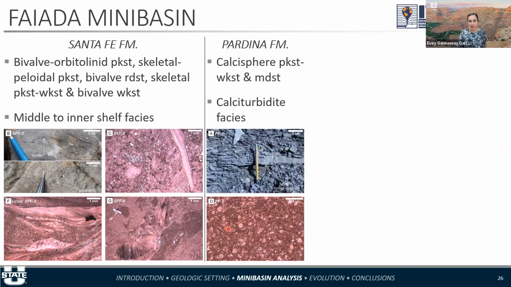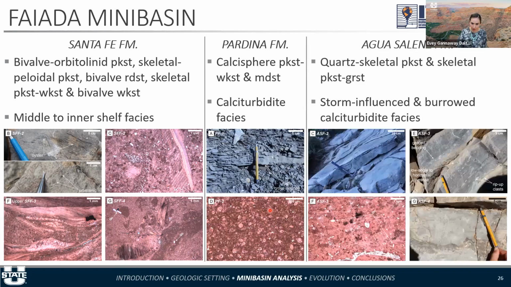The Pardina formation, these are calcisphere-rich limestones, so these little bubbles, circles that you see here, that we interpret as basinal calciturbidites. If we move into the Agua Silence formation, these are quartz and skeletal limestones deposited as slightly shallower basinal calciturbidites, such that they were modified by storm waves and burrowing. Both of these, again, represent flooding of that carbonate platform as our Pyrenean Rift Basin deepens in the post-rift succession.